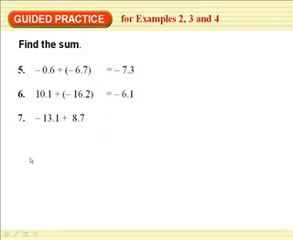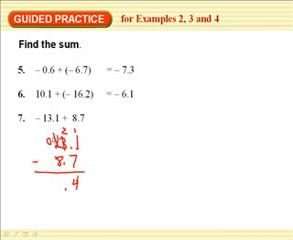Alright, this one, negative 13.1 plus 8.7, again they have opposite signs, so we subtract. Notice, since these are decimals, I'm lining up my decimals, so I have to borrow. 11 minus 7 is 4, bring the decimal down, borrow again. 4.4. Now I have to figure out what sign it's going to be. There's more negatives, so the answer is negative 4.4.